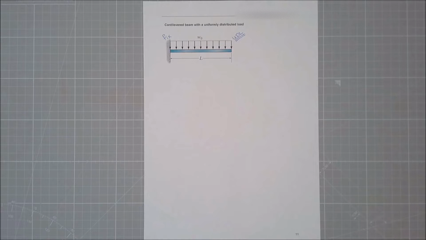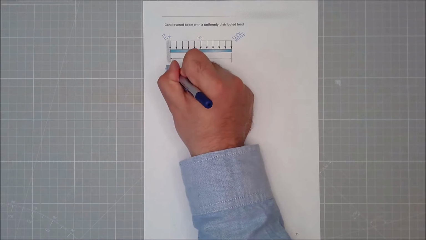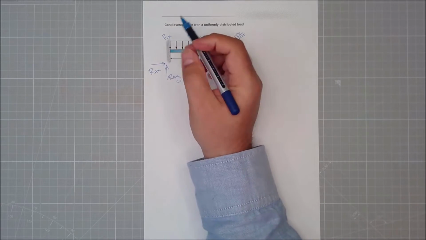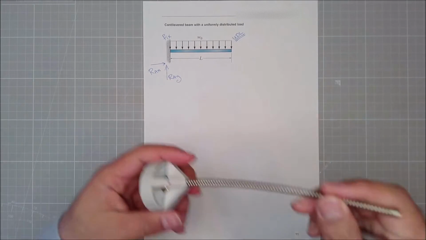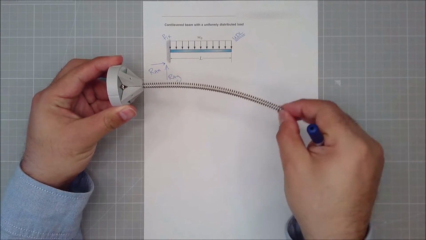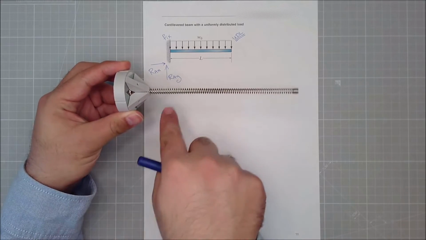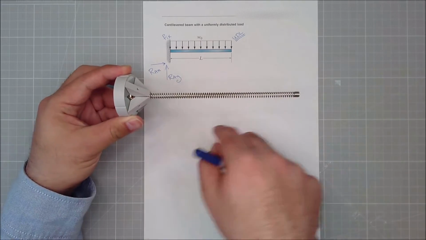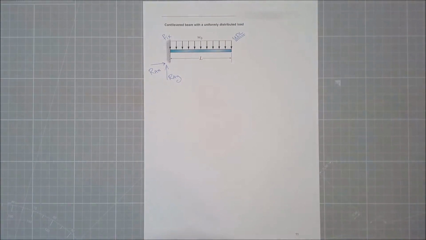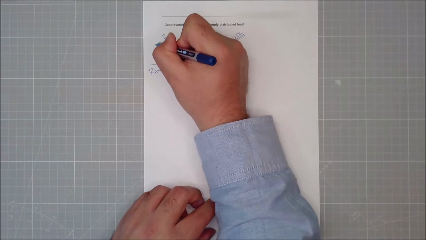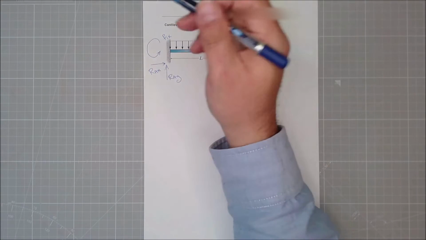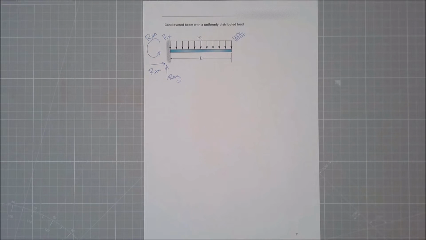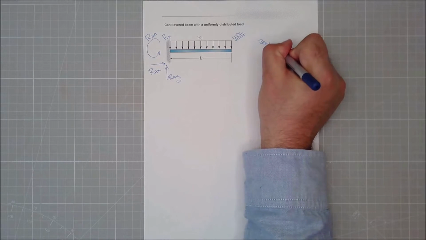The first step was to calculate the reactions. Let's quickly do the reactions. RAY, RAX. This time I learned my lesson. We said if this is going down, the moment here should push it up. So it won't go the same way. The moment will push it up to resist it. So instead of drawing it like this, I draw it the other way around. So hopefully this time my moment, MA, will be positive. Let's calculate the reactions.